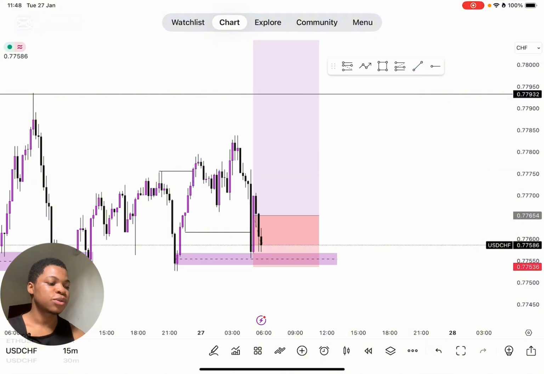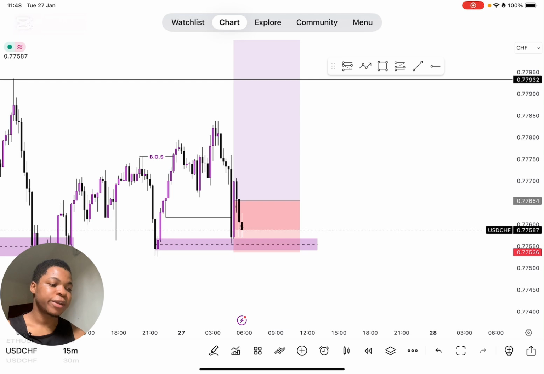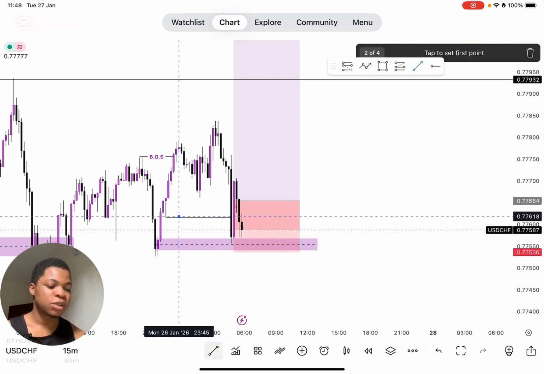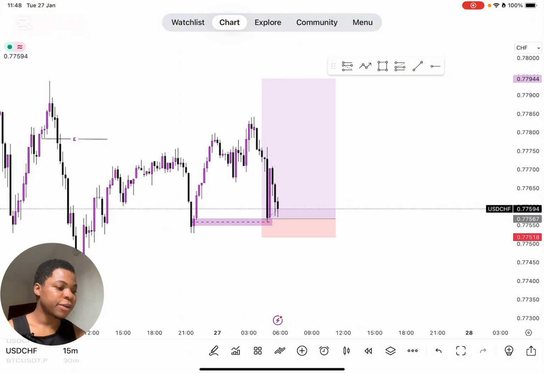So this is a break of structure here. As you can see, this is the order block that I marked and my inducement. But then this is what it looks like without my entry. This is the actual entry here. But why didn't I use this entry? You understand? We have to wait for confirmation, which is the bullish engulfing.